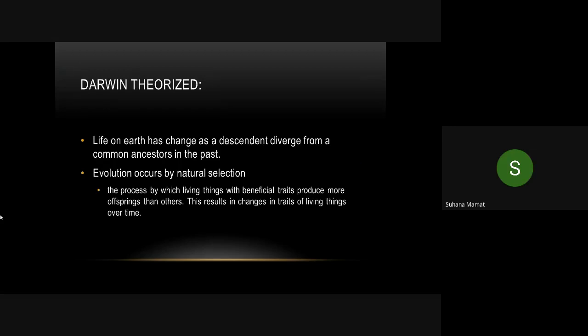So Darwin theorized two things, right? The first one is that life on Earth has changed as a descendant diverged from a common ancestor in the past. Okay, so that's one thing. And then evolution occurs by natural selection. It is the process by which living things with beneficial traits produce more offspring than the others, and this results in changes in traits of living things over time. Okay, so that's Charles Darwin's theory.